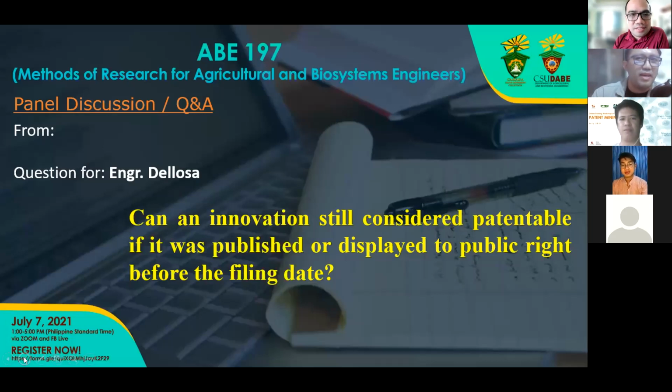Once the disclosure is sufficient enough to make it available to a person skilled in the art to figure out what you have done, then you're in trouble. It would be difficult to traverse your application for patent.